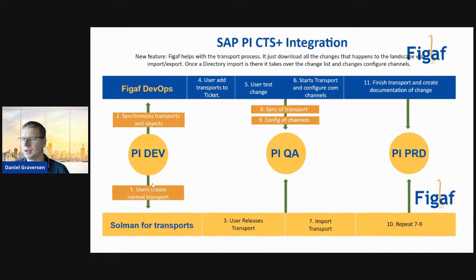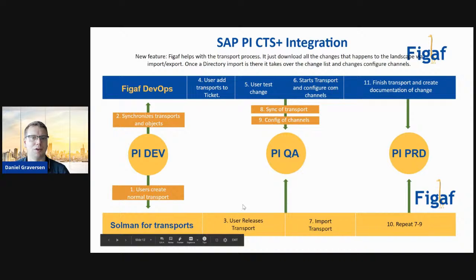This process. So the idea is that the user would do normal development, create a transport, and submit it. He will then synchronize the objects into the Figaf tool. He will figure out, okay, I've created a ticket with these objects in it. It contains this transport number. It will then enable you to test it, and the user can then release it if you want to. The synchronization between these is obviously a little vague. You can define them as you want.